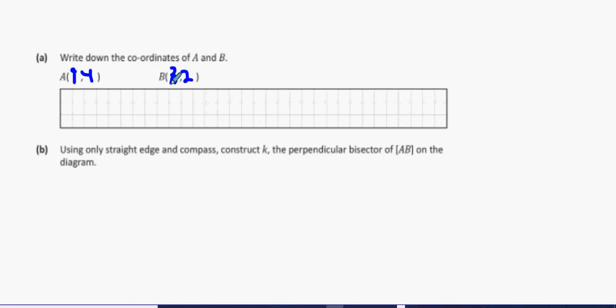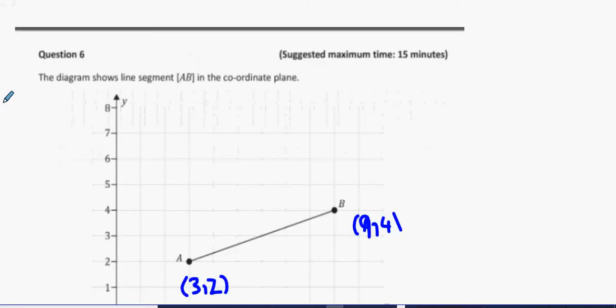Using a straight edge and a compass, construct a perpendicular bisector of AB. Now, a perpendicular means you have to draw this new line at 90 degrees compared to the old line. Bisector means, bi means 2, basically half. You're going to be halfway in. Now, here's the way you do this.